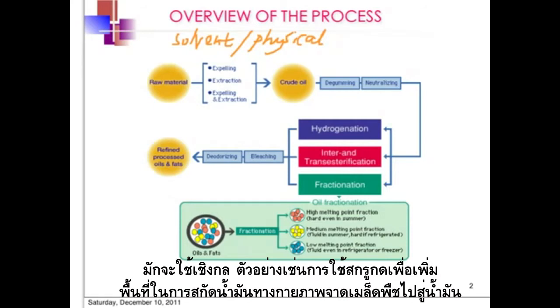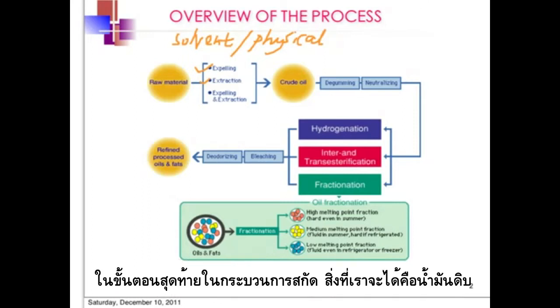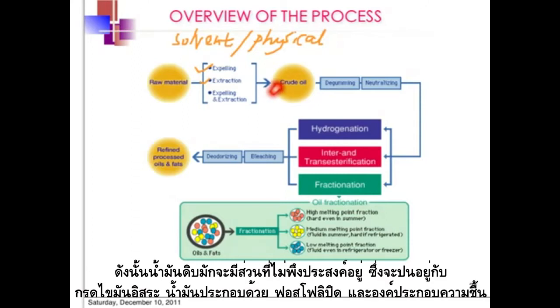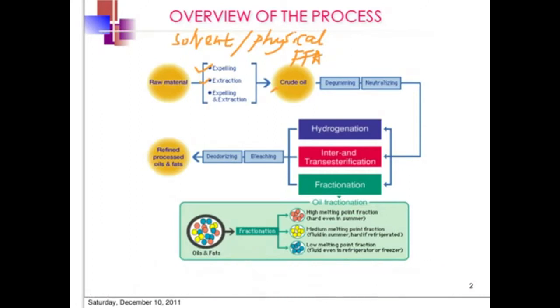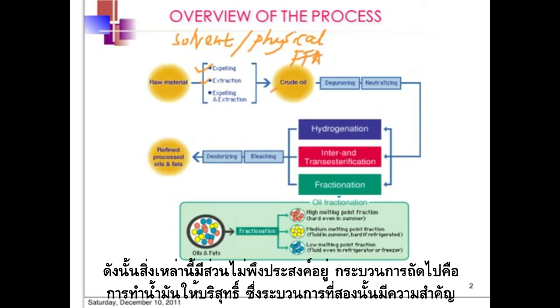Usually this uses a mechanical press, for example a screw press, to expel or extract the oil physically out from the seed or from the fruit. At the end of the extraction process, what we get is the crude oil. The crude oil usually contains a lot of undesirable components such as free fatty acid, FFA, phospholipids, pigments, and a lot of moisture. So this is something that is undesirable.